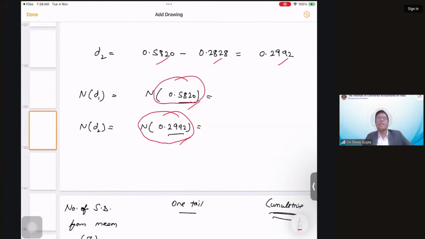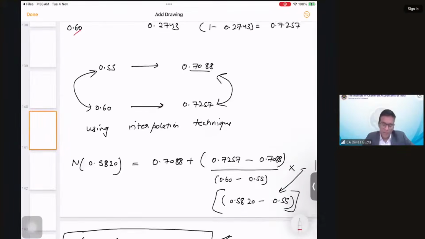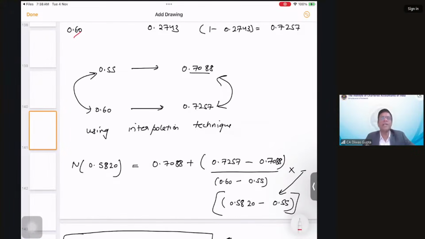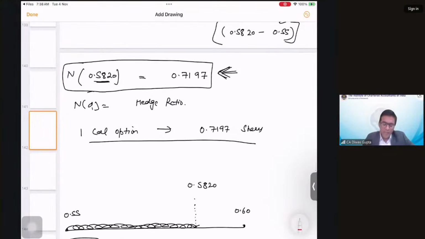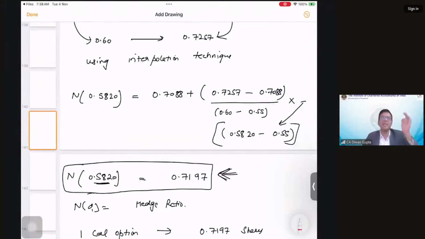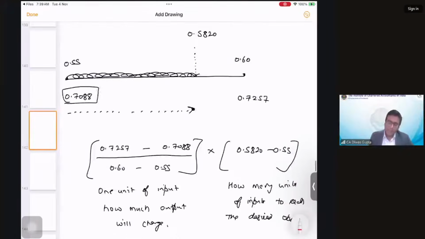So in both the cases, we have been given two different values for an upper and a lower limit, and we have to find out a value in between. So for that, what we will do, we will use the interpolation technique, students. Using the interpolation technique, we will be able to find out a value in between. You can see we take the lower value, then the difference between the outcome divided by the difference between the input and multiply it with the difference to arrive at the 0.5820 value.